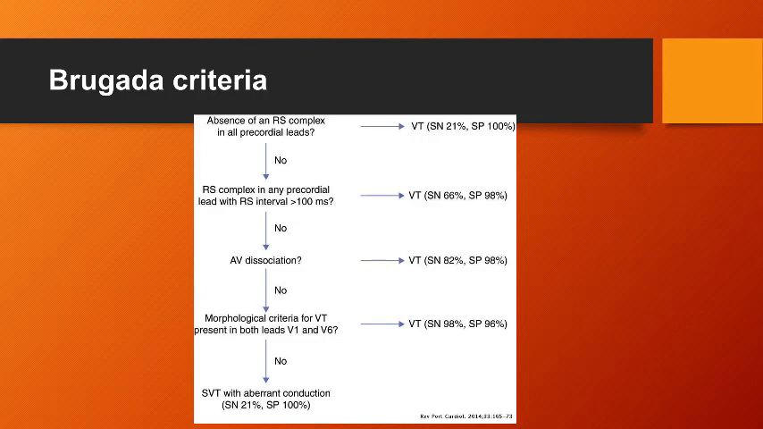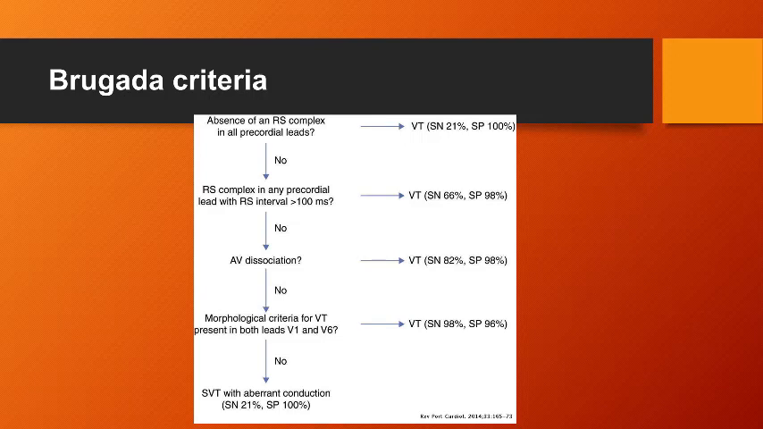The next question is: is there an RS complex in any precordial lead with an RS interval more than 100 milliseconds? If there's an RS interval more than 100 milliseconds, then this is a VT. But if the RS interval is not more than 100 milliseconds, if it is less than 100 milliseconds, then we have to go to the third question. The third question is we have to look for an AV dissociation. If there is any AV dissociation, then yes, it is a VT. But if there is no AV dissociation, then the next question should be asked.